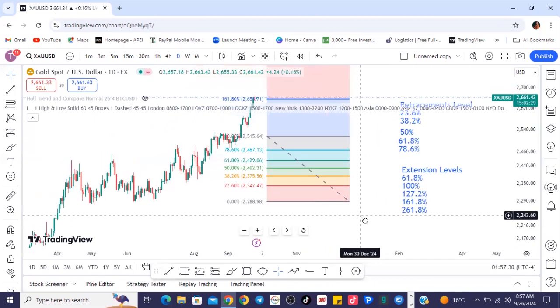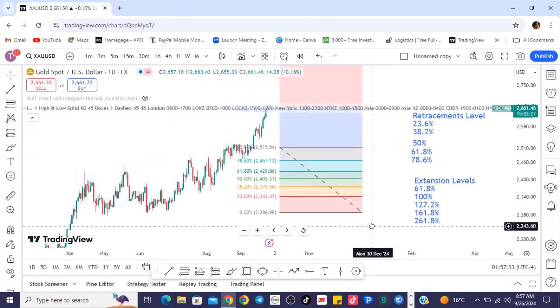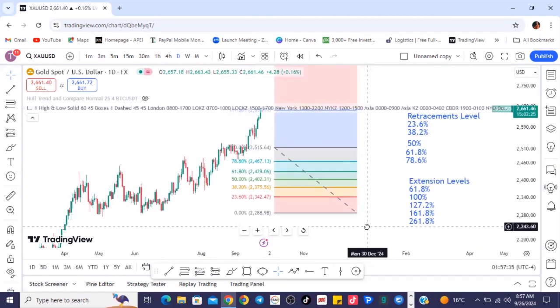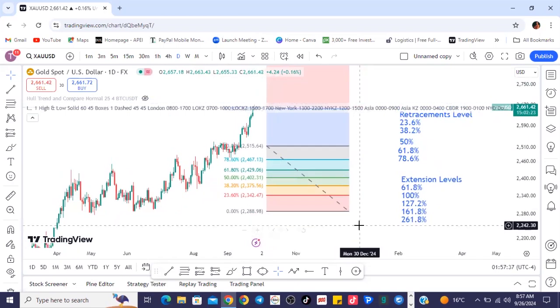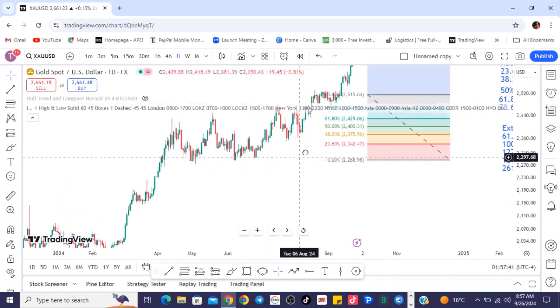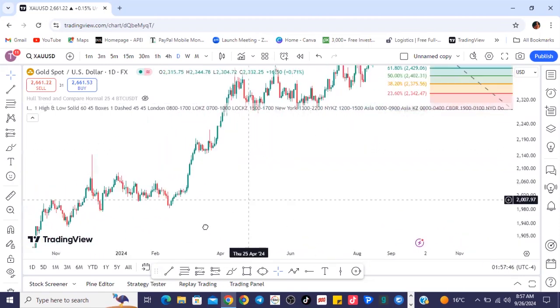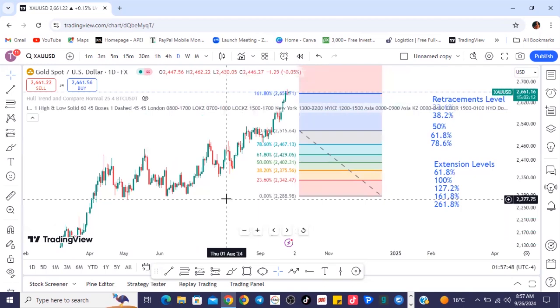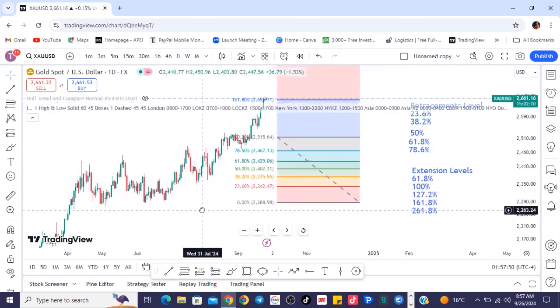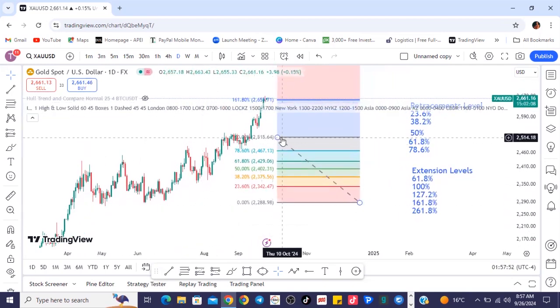So how does one use the Fibonacci? Fibonacci retracements, like I've said, are most effective, especially in a trending market. You can see this market has been a trending market. This is the gold market, and here the market has been trending.